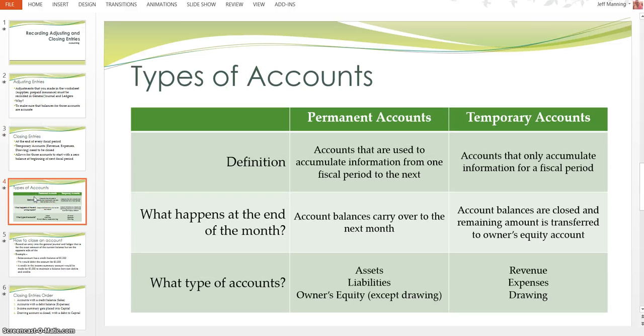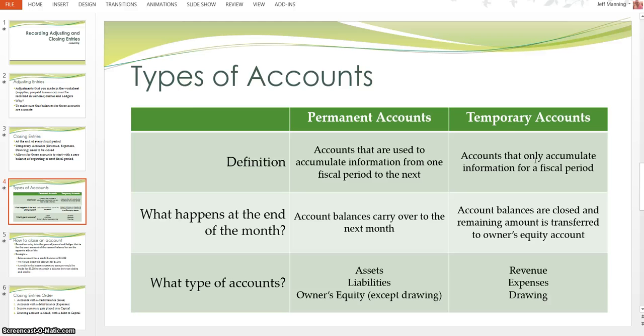So let's talk a little bit about these things called temporary accounts. In accounting, there are basically 2 types of accounts. There are permanent accounts, and there are temporary accounts. And the difference is that a permanent account is used to accumulate information that is ongoing in the business. These never get closed, and their balance just continues to go up and down throughout all the months and all the fiscal periods. Temporary accounts, however, only last for 1 month or 1 fiscal period.